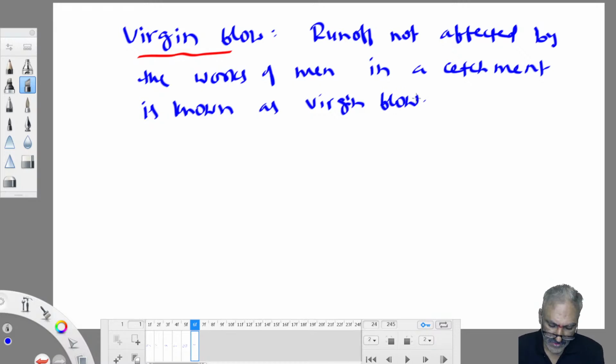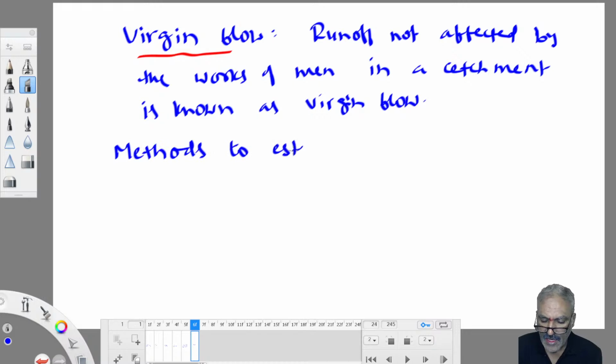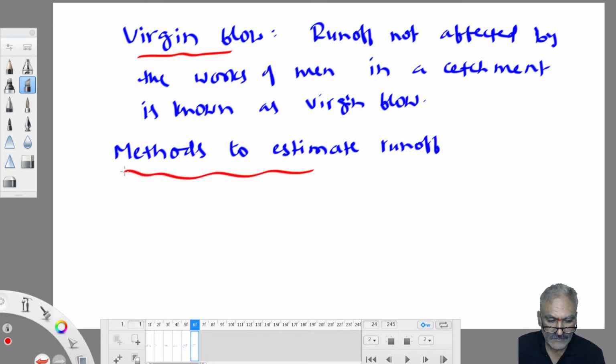Clear now? Okay. Now let us see how this runoff is estimated. So, methods to estimate runoff. Our job is how to work out the runoff component, because runoff is the only component which cannot be measured by any kind of device. Methods to estimate runoff, or runoff estimating methods. So there are so many methods.